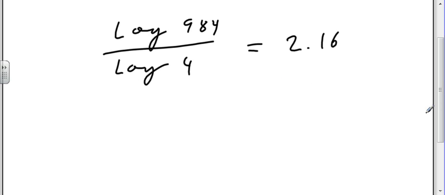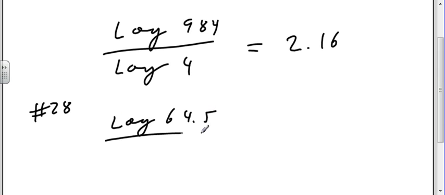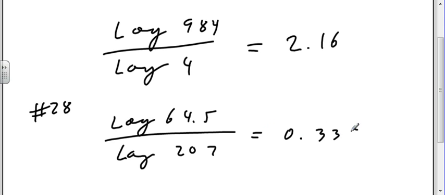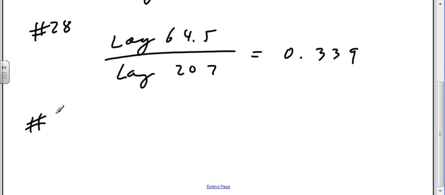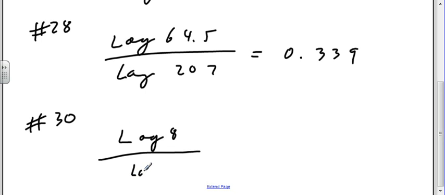All right, well, that's reasonably okay. 28. Log 64.5 divided by log 207. All right, log 64.5 divided by log 207. 0.339. Okay, moving on to number 3. You know, I'm not even trying to do these anything other than pick up my calculator and put it in. There's no simplification I can do. There's nothing I can do to make it better.